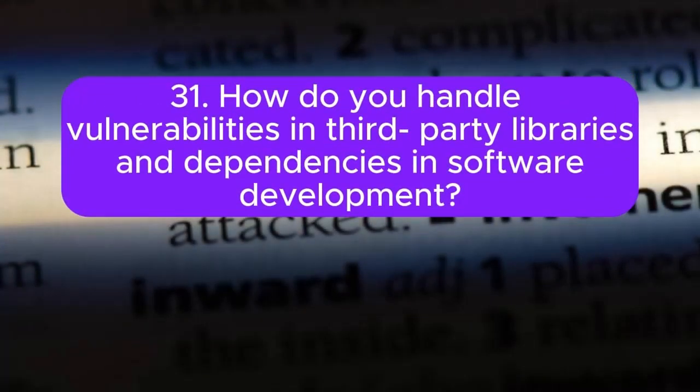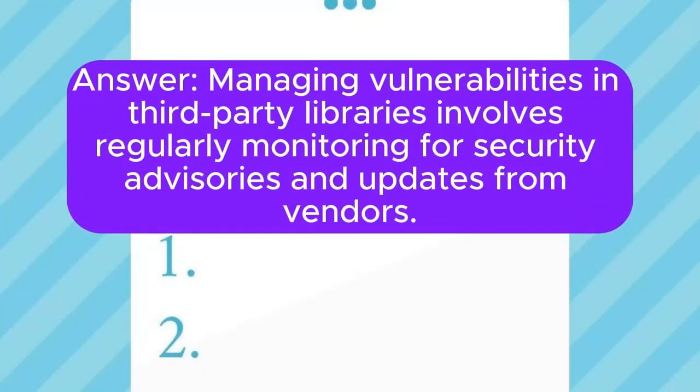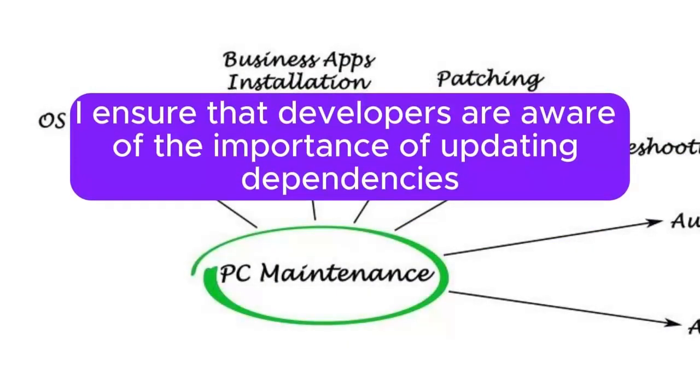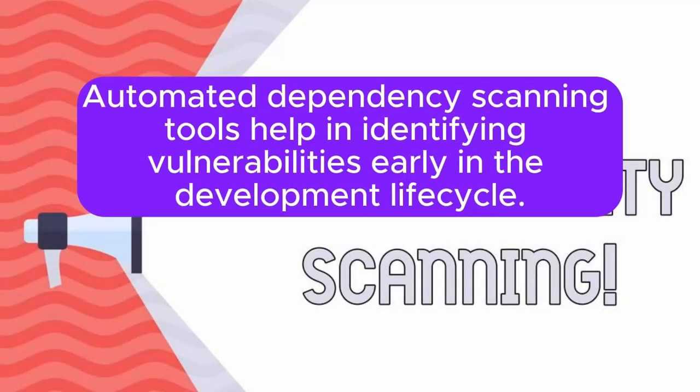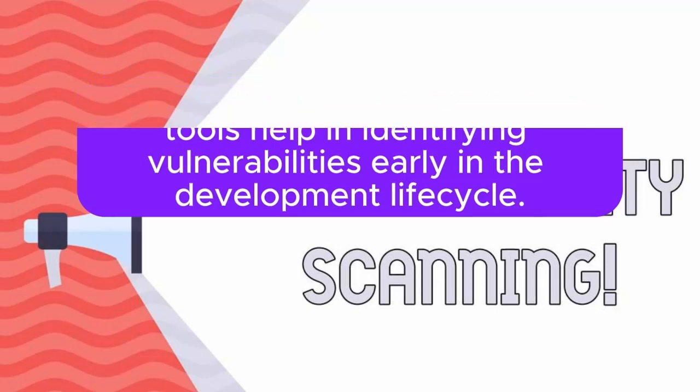31. How do you handle vulnerabilities in third-party libraries and dependencies in software development? Answer: Managing vulnerabilities in third-party libraries involves regularly monitoring for security advisories and updates from vendors. I ensure that developers are aware of the importance of updating dependencies and provide them with tools and processes for identifying and patching vulnerable components. Automated dependency scanning tools help in identifying vulnerabilities early in the development lifecycle.